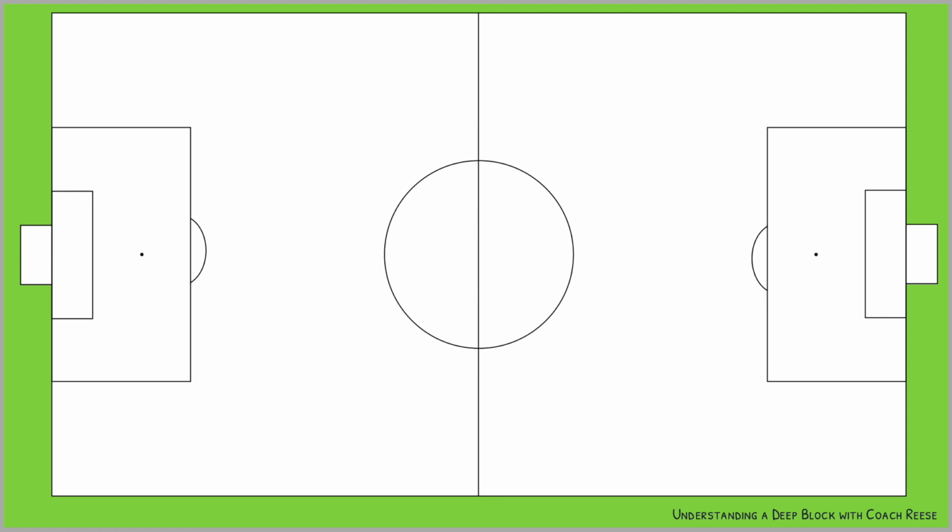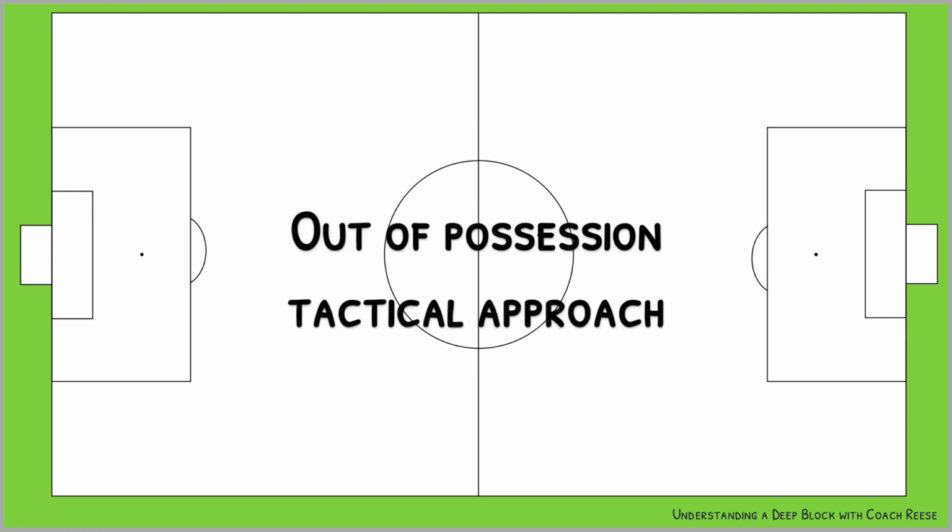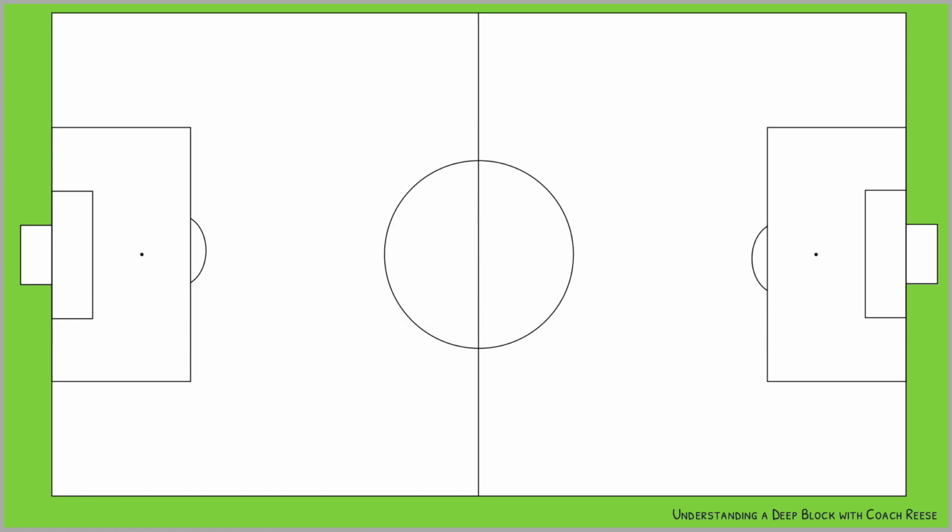So what is a deep block? A deep block is an out-of-possession tactical approach that a team might use during a game. A deep block is seen as a negative approach and can often be called parking the bus and is mainly associated with lesser teams, but the reality of it is, most teams will use a deep block at some point.